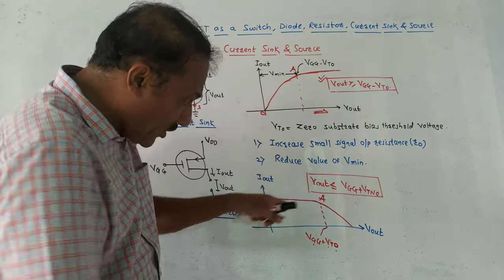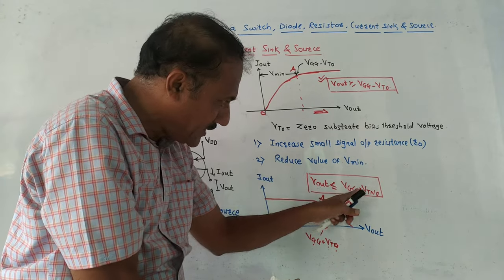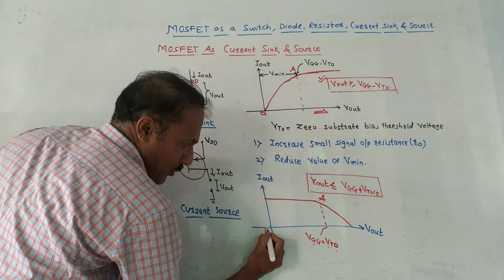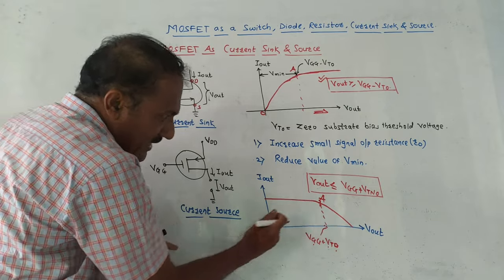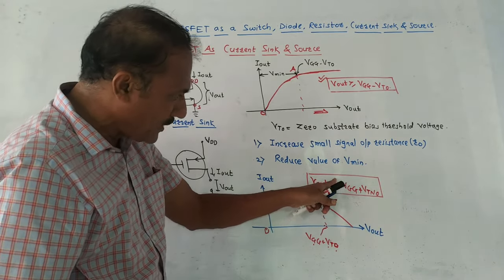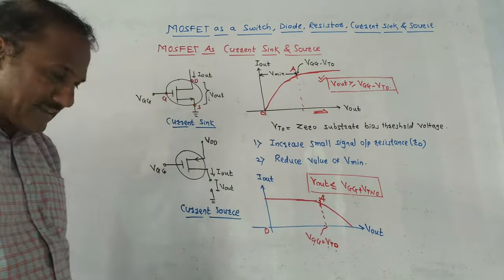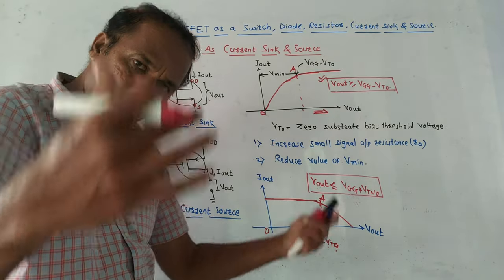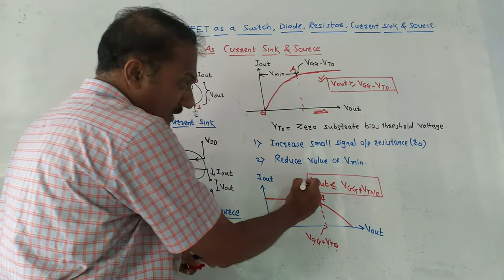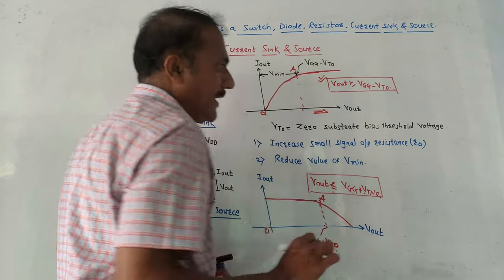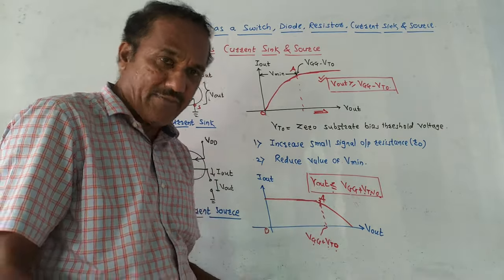If V out is less than or equals to, ye exact opposite hai, because this is acting as a current source. If V out is less than or equals to VGG plus VT, matlab is point se pehle, zero se is point tak, or you can say the portion which is prior to point A till zero, in this case the condition is V out is less than or equals to VGG plus VT, and the graph almost remains constant. That means this MOSFET will produce a constant current whenever it is acting as a constant current source if the condition is V out is less than or equals to VGG plus VTHO. So this is the way how the MOSFET can be used as a current source or current sinking device.